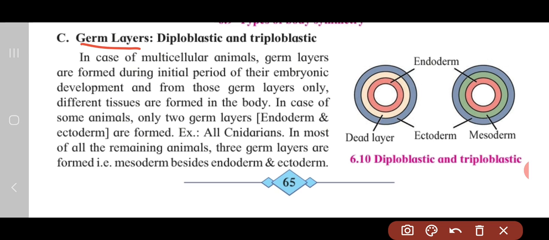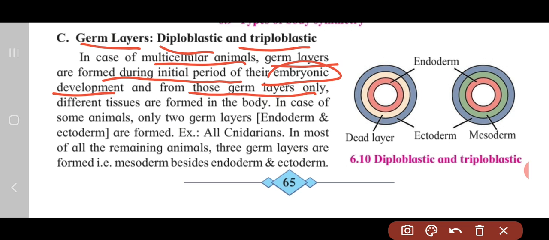Germ layers. On the basis of germ layers, the organisms are classified as diploblastic or triploblastic. So what are these germ layers? In case of multicellular animals, germ layers are formed during the initial period of their embryonic development. So when the embryo is developed in the womb of the mother or in the organism, these germ layers are formed, and they are only seen in the embryonic stage. Different tissues are formed in the body.